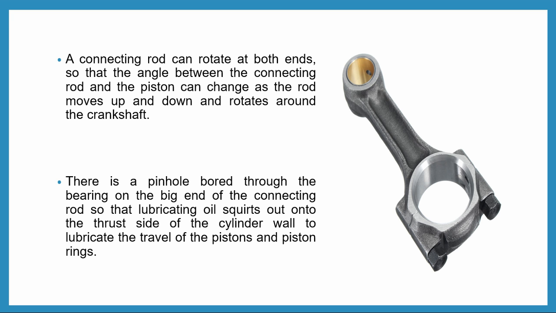Small end and the big end. So a connecting rod has an angle in between the connecting rod and the piston that can change as the rod moves. There is an angle in between the connecting rod and the piston that helps the rod move up and down and rotate around the crankshaft. So for that purpose, it has some angle.